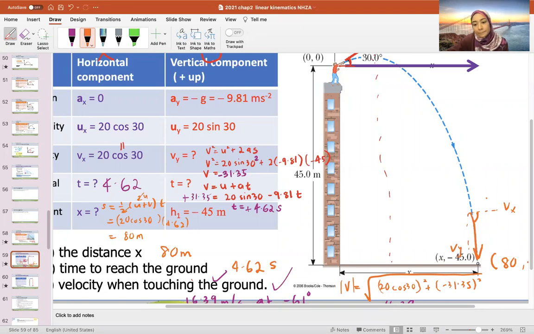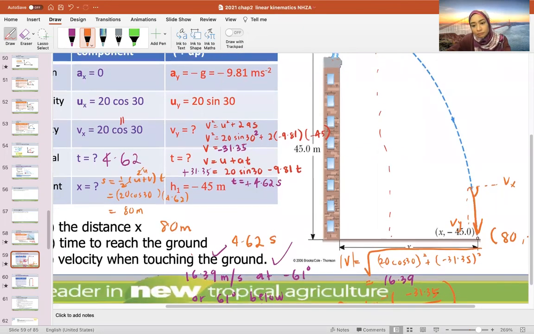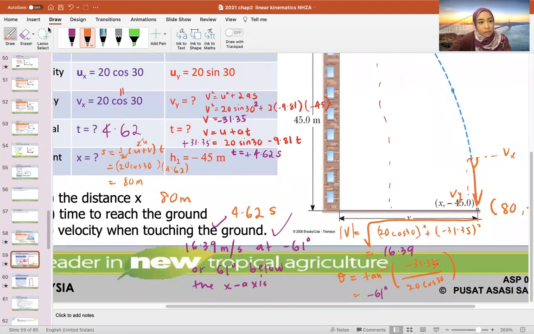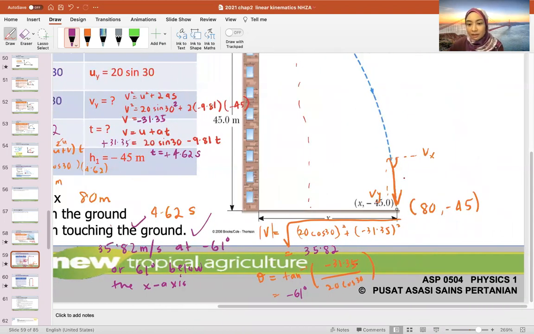For that vector, they got 35.82. This one, the magnitude. 35.82. Thank you. Okay, we need to double check the mistake. It's okay. Mistakes happen in class. In the exam, don't make mistakes.